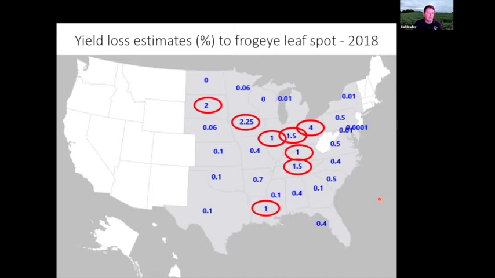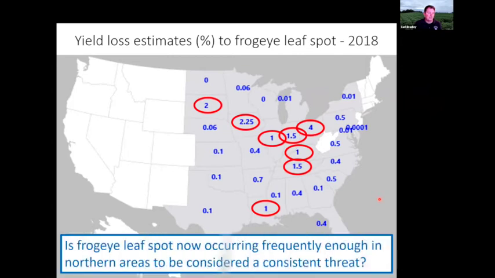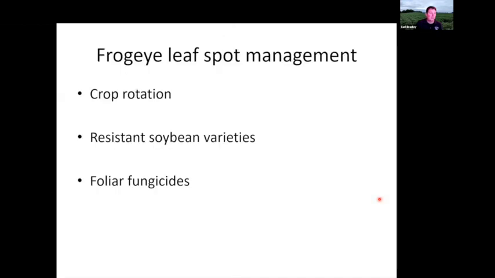So we've seen this trend, and kind of had the question, is frogeye leaf spot now occurring more frequently in the northern areas, and should it be considered a consistent threat? I think those are things, Sam, that you will continue to learn in the upcoming few seasons, but there is a trend of seeing this further north than what we've seen before.